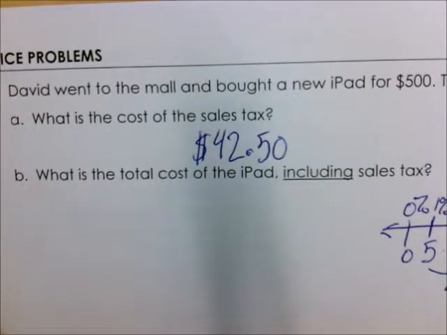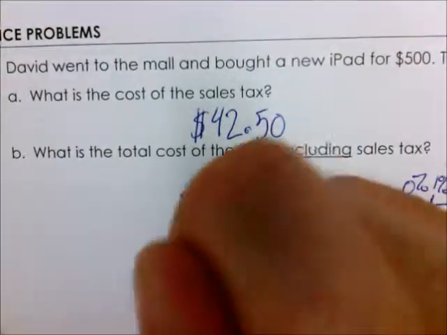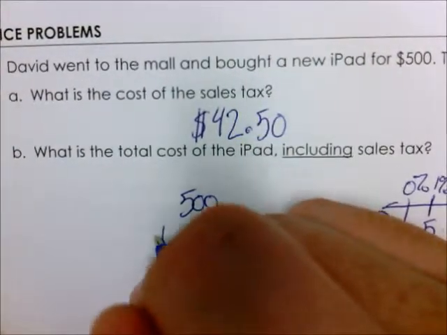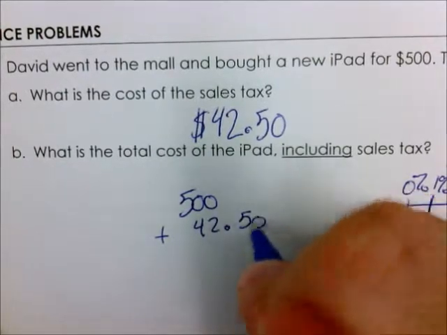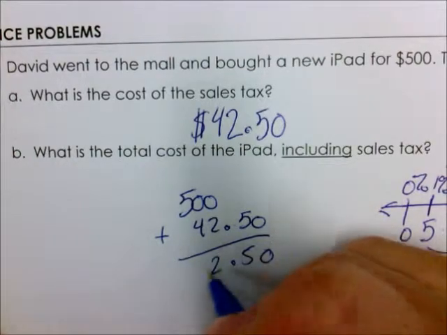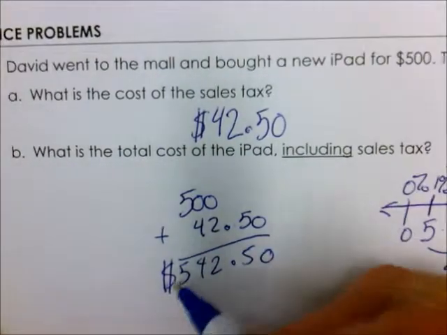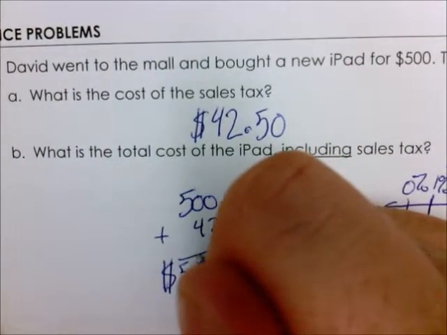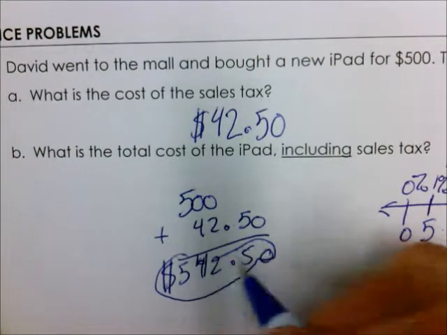So part B, in order to find the total price, I need to take the price of the iPad, which is $500, and add the tax, $42.50. All right, I get 50 cents, and I get $542. So my final answer, $542.50.